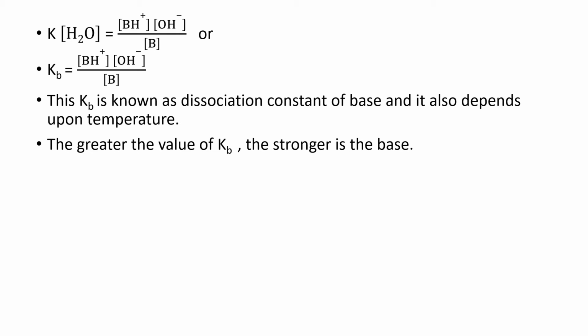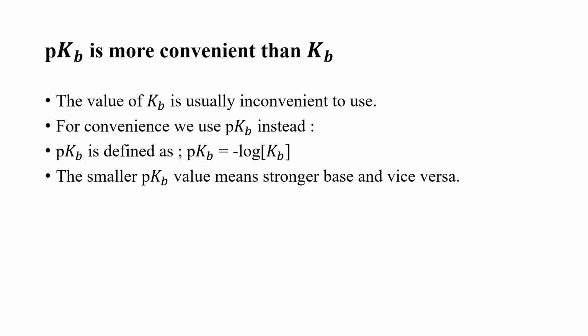The higher the value of Kb, the stronger the base. So here the Kb value is directly proportional to the strength of the base. But we do not use Kb values. Instead, we use pKb values, and pKb is defined as the negative logarithm of the Kb value. So pKb values are easy to read and convenient to use in our different chemical calculations. A smaller pKb value means the base is strong.